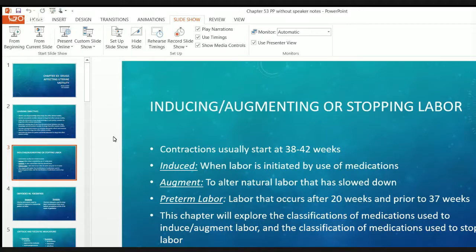Now, on the flip side of that, in this chapter we're also going to be talking about women who go into labor too soon. The third term there is preterm labor, and that's labor that occurs after 20 weeks, yet prior to 37 weeks, when a woman would be considered full term past 38 weeks. So as you can see, in this chapter we will explore the classifications of medication used to induce or augment labor, or the classifications of medications used to stop labor.